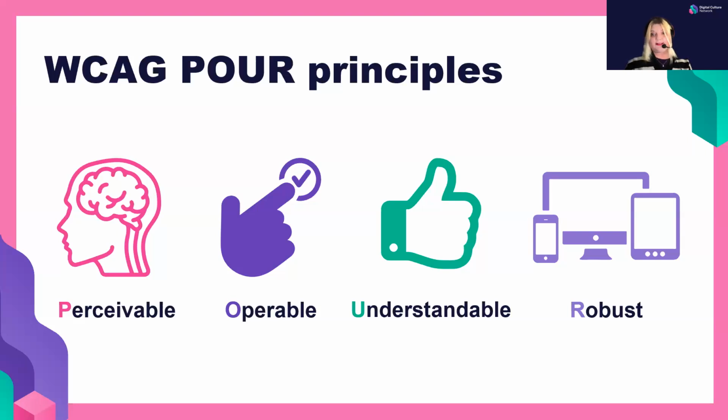And robust, and this means that content must be robust enough so that it can be interpreted by a wide variety of devices, such as mobiles, tablets, computers, that type of thing, and also compatible with assistive technologies like keyboards and screen readers and head switches.